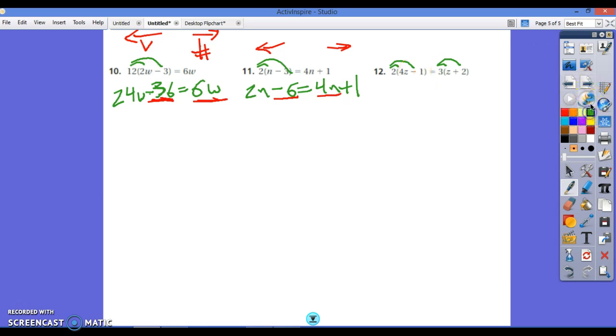With number 12, same thing. Distribute first. 8z, then minus 2 is equal to 3z plus 6. Same type of thing. Variables on the left, numbers on the right. Think about how you're going to get rid of this negative 2. Think about how you're going to get rid of this 3z on the right-hand side and solve from there.